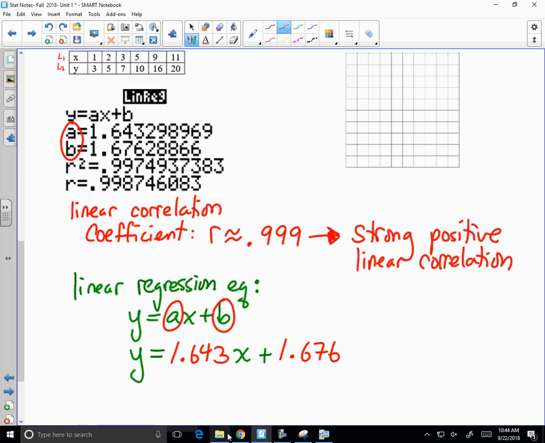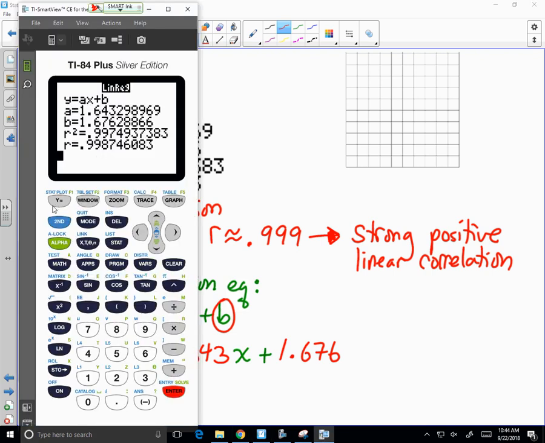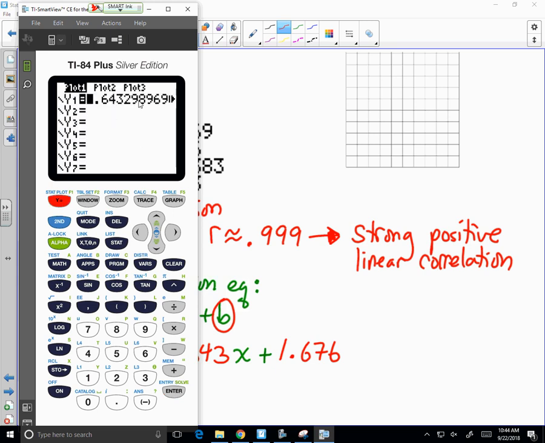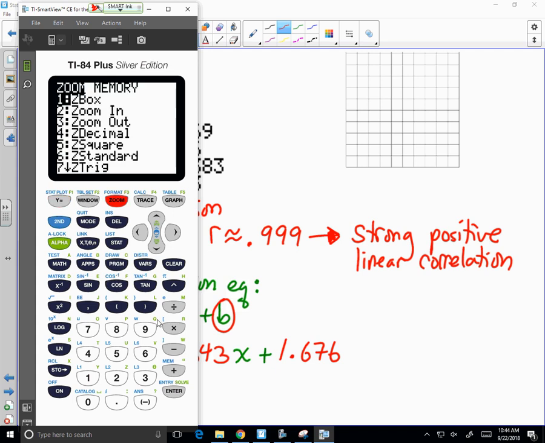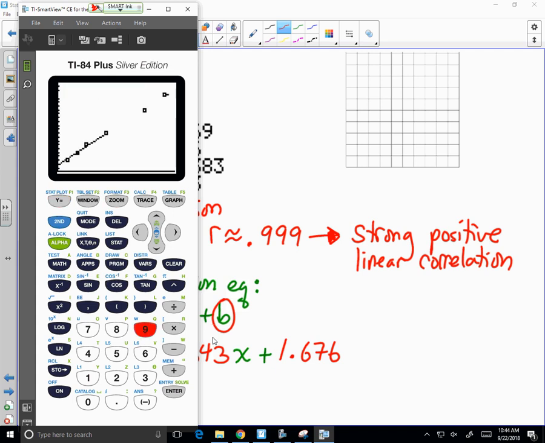Actually, it's really useful because when I hit the y equals key after running this calculation, it took the most exact form of that regression equation and stored it into y1. So now when I look at my scatter plot, it's not only going to give me the points, but it'll give me the line as well. So when I hit zoom 9, I got the points and the line that goes through it. All right, a whole lot easier if I need to answer follow-up questions to do it this way.